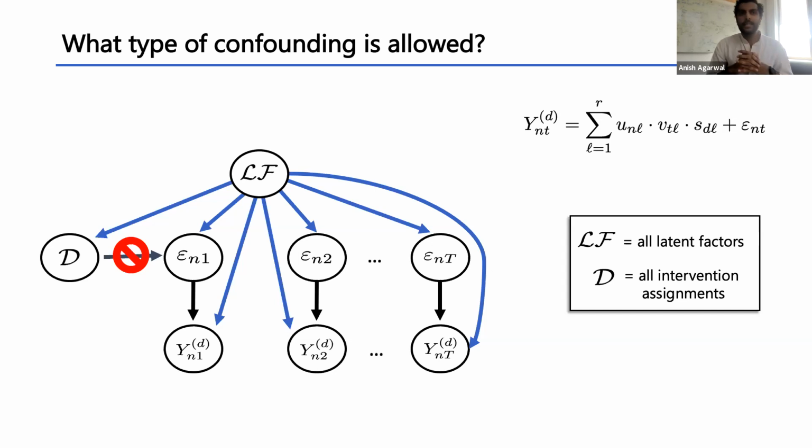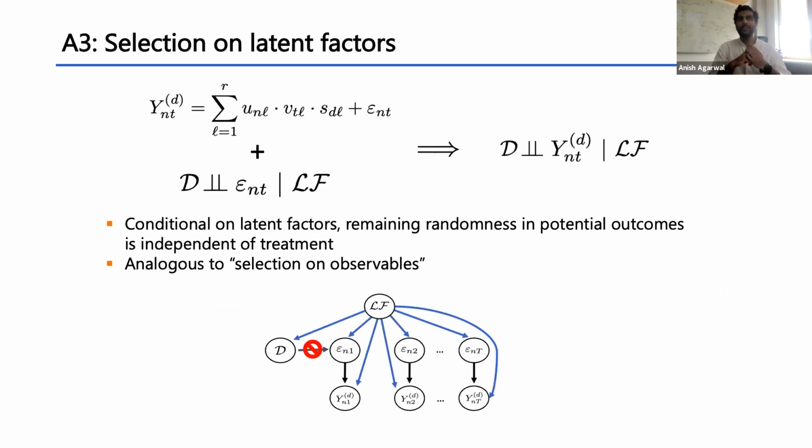Now, what we need is that the potential outcome Y_n^(d), for example, given the parametric form, can be written as some function of the latent factors and the residual epsilon_n^(d). Now, the key causal assumption we make is that the intervention assignment does not have a direct effect on the residual term epsilon. Okay, so that key arrow is missing. And that's really the key causal assumption we're making, that conditional on the latent factors, the remaining randomness in the potential outcomes is independent of treatment.